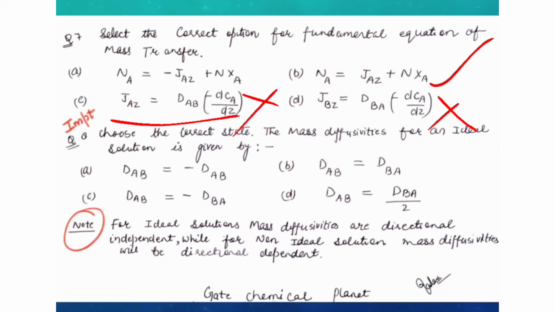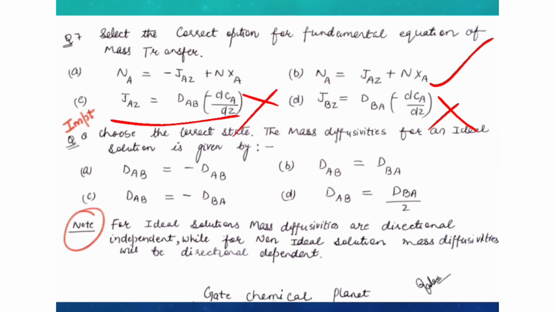So now move on to question number 8. Choose the correct statement. The mass diffusivity for an ideal solution is given by: option A, DAB equals to minus DAB; option B, DAB equals to DBA; option C is DAB equals to minus DBA; and option D is DAB equals to DBA by 2.